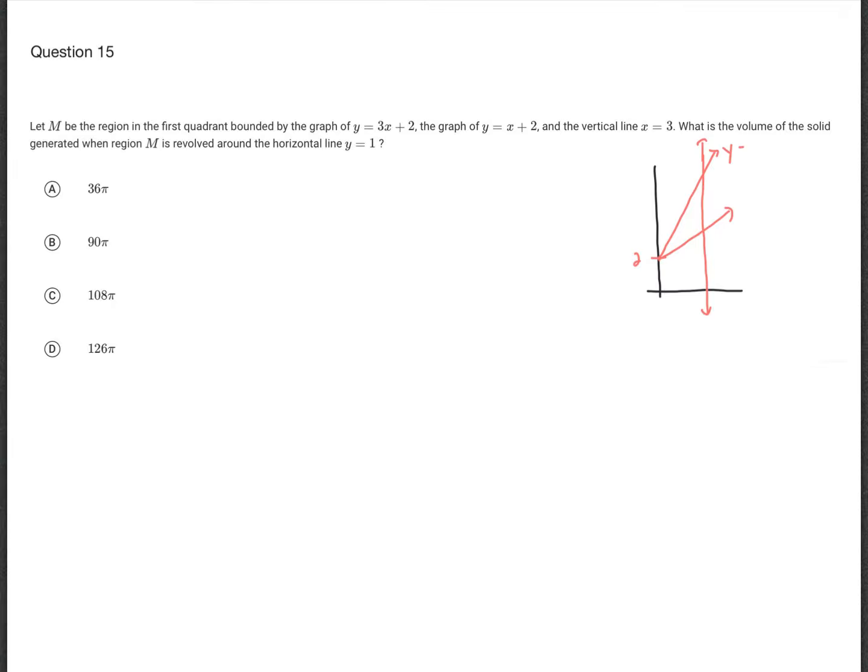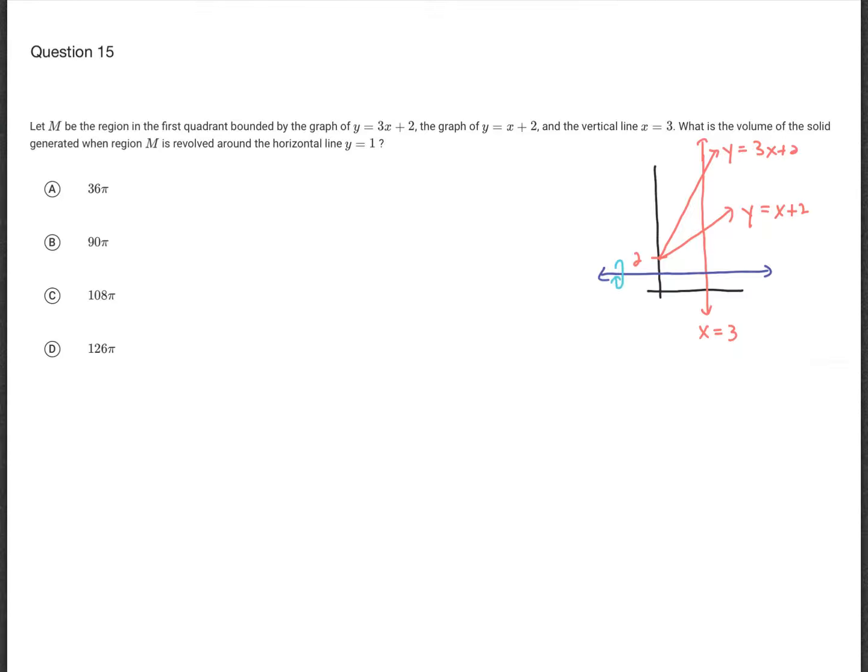This is the line y equals 3x plus 2. This is the line y equals x plus 2. And this is the vertical line x equals 3. Okay. So we want the volume generated when this region, so this is the region that's bounded by all of them, and this has to be rotated around y equals 1. And we're rotating it around this line.